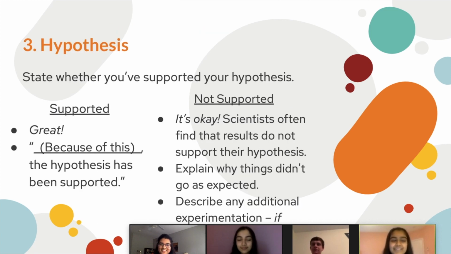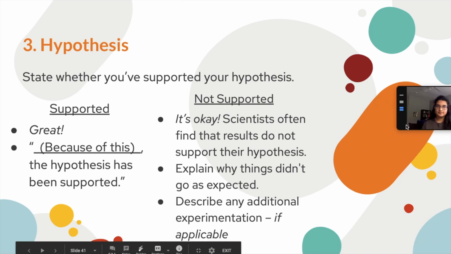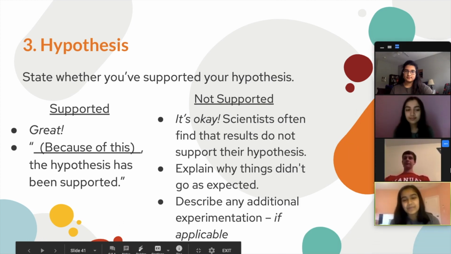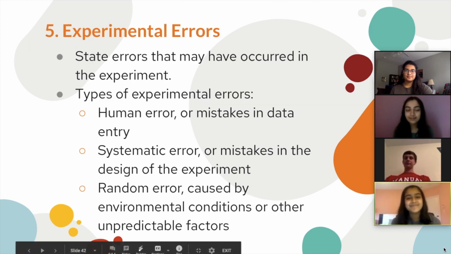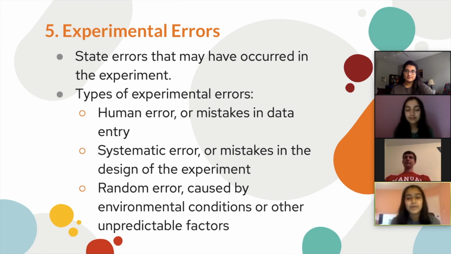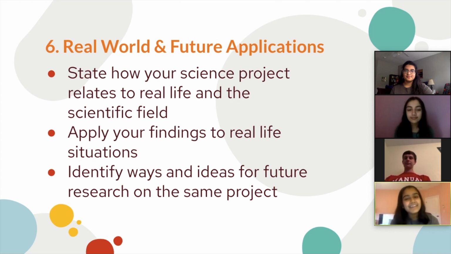Then I would need to say my hypothesis. So say, for example, I hypothesized that soda would make my plants grow the biggest, but that was not supported, which is okay because then I can go back and see what I could have done wrong and how I could fix it. And you also need to talk about any experimental errors that could have occurred. For example, I could have measured the plant height wrong. And then you talk about any real-world or future applications of your research. So the way to do this is to basically just go online and see what you can find about your project and try to explain that in scientific terms.